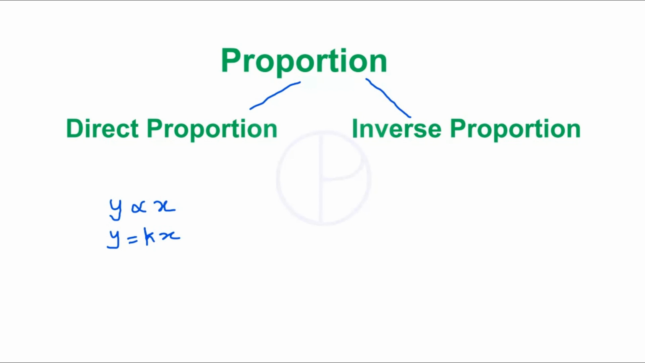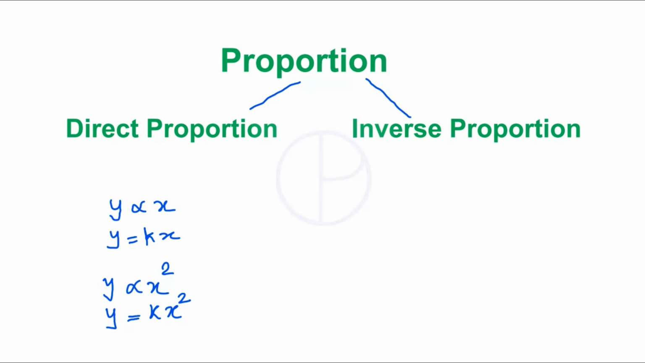If y is proportional to any function, then it is represented as y proportional to the function. For example, if the function is x square, y proportional to x square is written like this, and y is equal to some constant k x square. How to solve these direct proportionality equations?